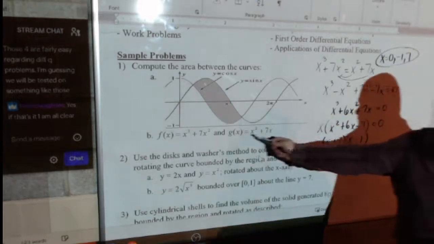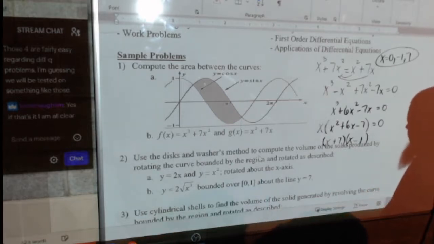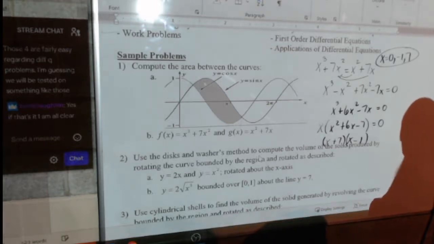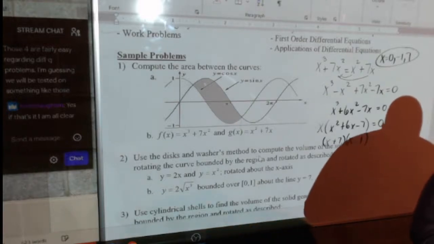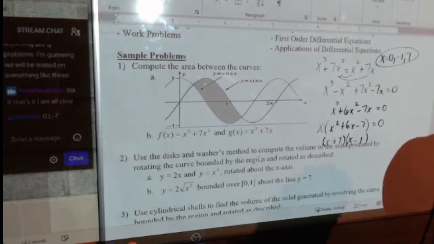So these 2 functions look like they cross twice. And then we did one way back when in class like that. So to do the area between those 2 curves, we're going to have to actually calculate both of them. Let me see if I can find my calculator quickly and plot them just so we know which one's on top.